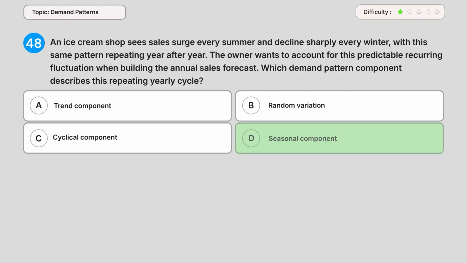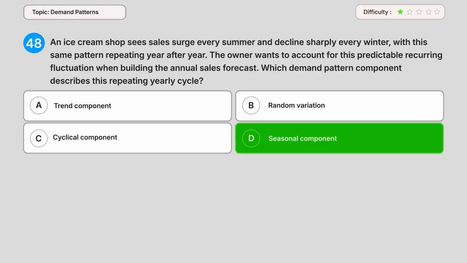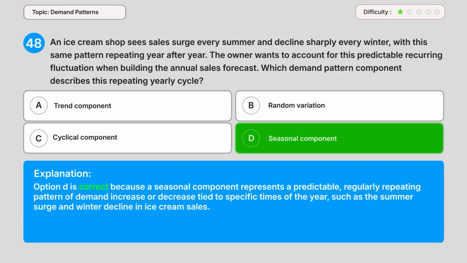Correct answer, D. Seasonal component. Explanation. Option D is correct because a seasonal component represents a predictable, regularly repeating pattern of demand increase or decrease tied to specific times of the year, such as the summer surge and winter decline in ice cream sales.